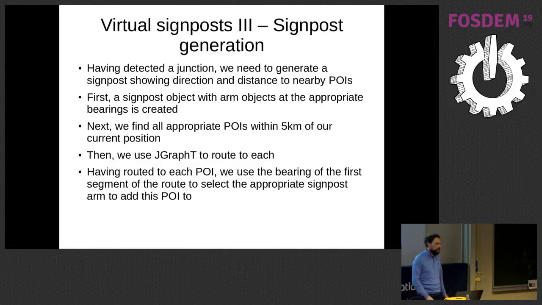So for example, if the route to, let's say, the Grand Place was 270 degrees, not sure exactly what it is, and one of my ways from my current point was at 270 degrees, then I would know that the route to the Grand Place would be along that way. So I add that point of interest to that way, and then the signpost arm pointing along that way will contain Grand Place. Okay, so that's basically how it works.